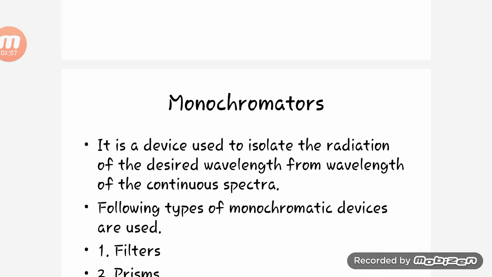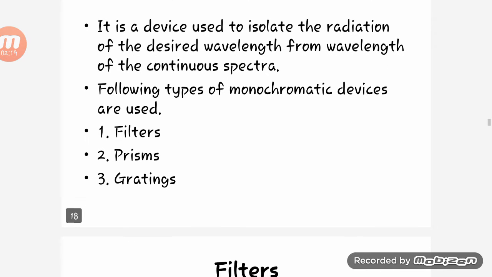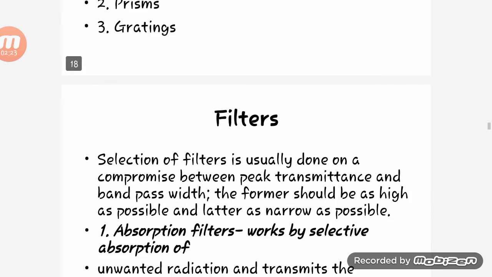It is a device used to isolate the radiation of the desired wavelength from the wavelengths of the continuous spectra. The following types of monochromatic devices are used: filter, prism and grating.